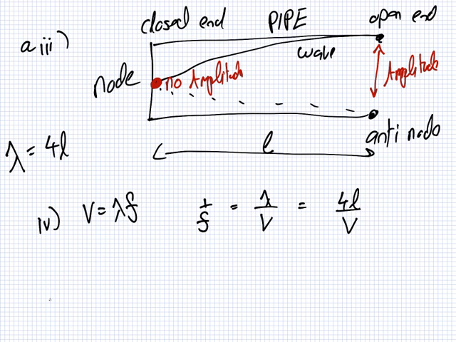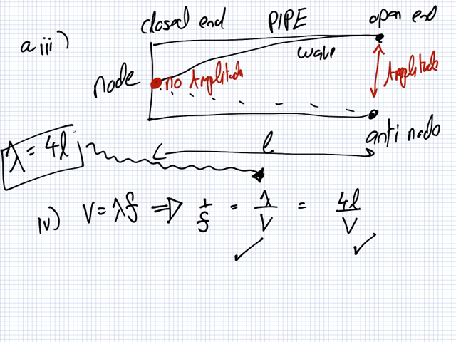No. Lambda equals 4L, because it's the first position. Because I rearranged this to get 1 over f equals lambda over v. And then lambda is 4L. I said this earlier. What's next? B or still A?